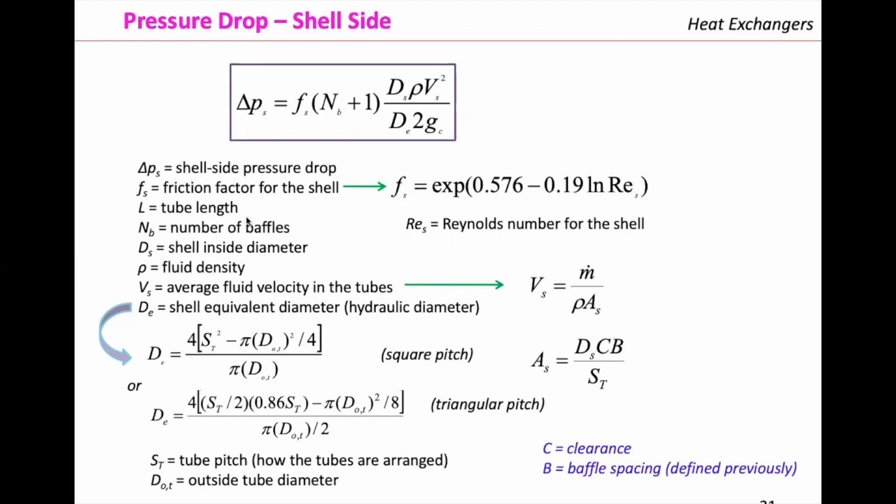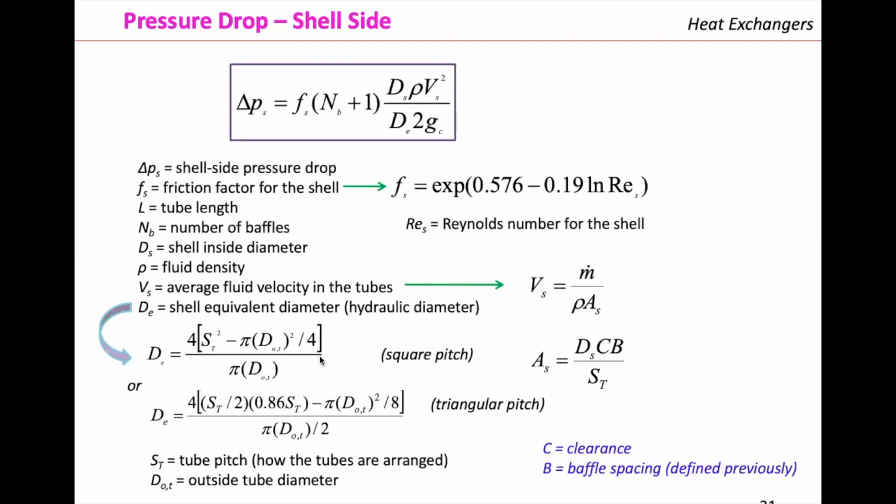L is the tube length. ds is the shell inside diameter. Rho is the fluid density. Bs is the average fluid velocity in the shell. dE is the shell equivalent diameter, or the hydraulic diameter for a shell, right? Because it's not a circular cross-sectional area, so we need to correct for that. And we have a special equation for this shell equivalent diameter in here, or this one, depending on the pitch.